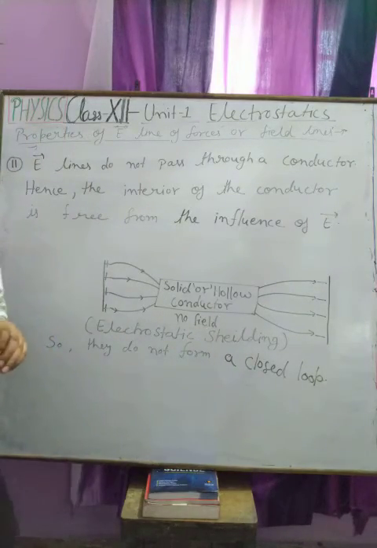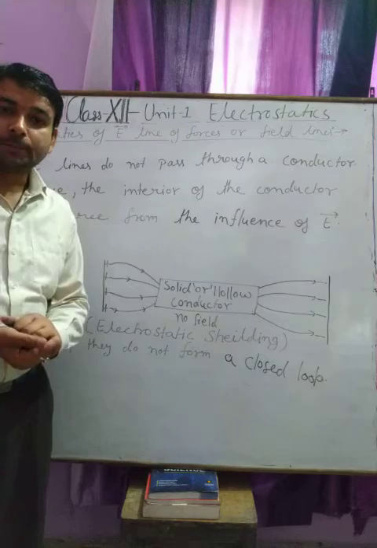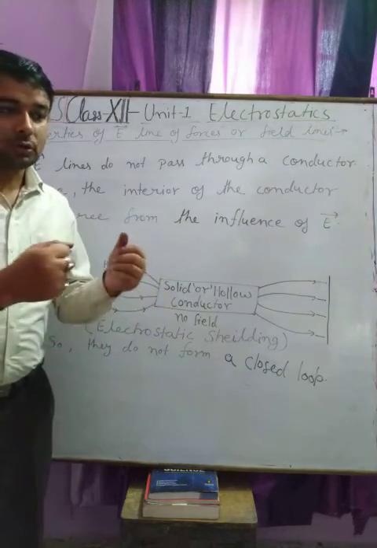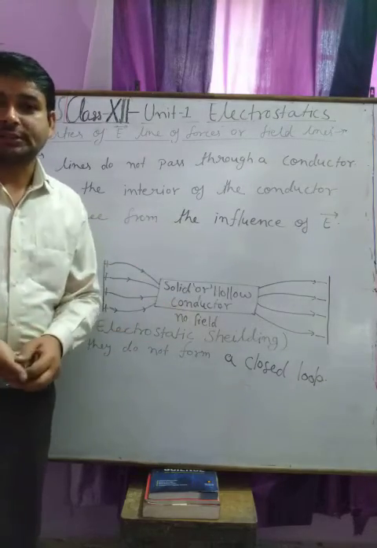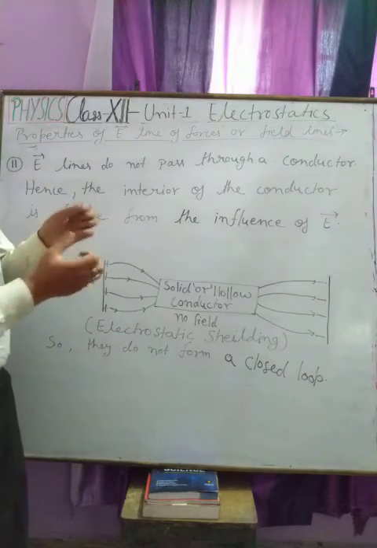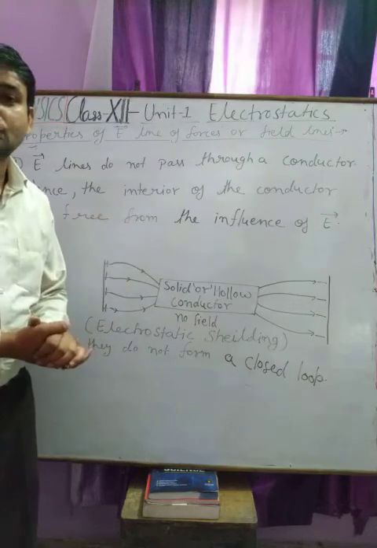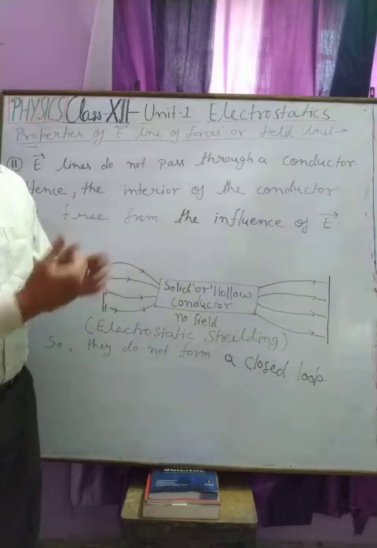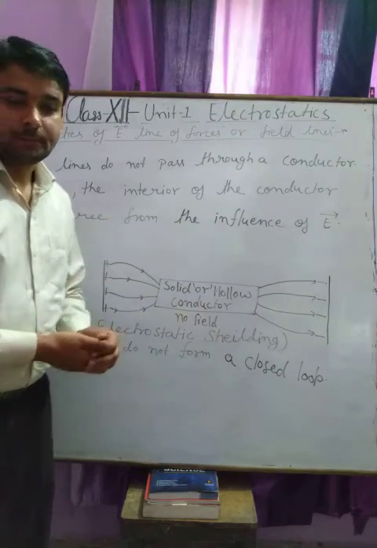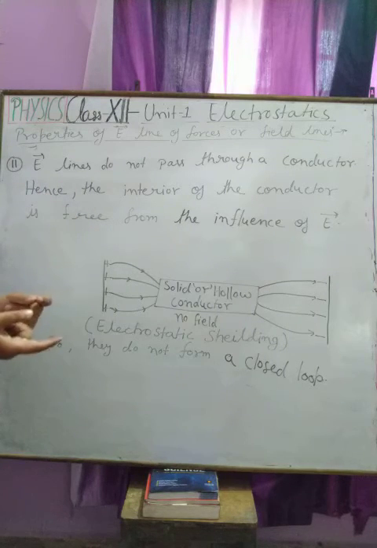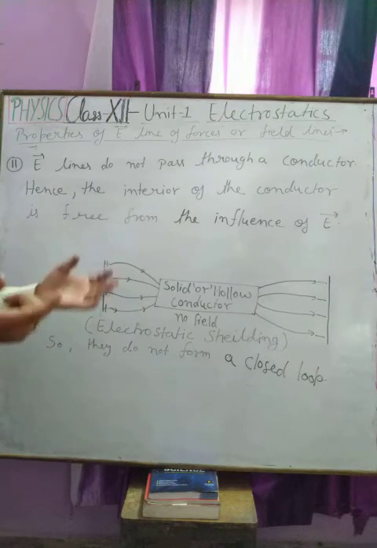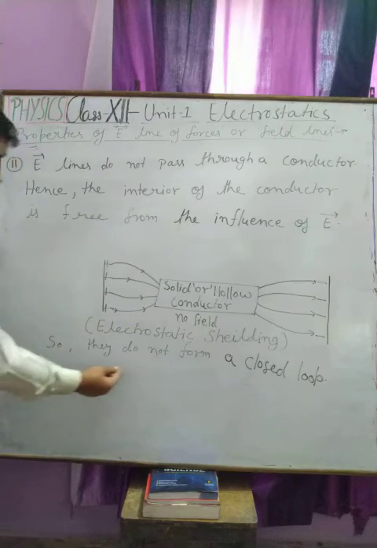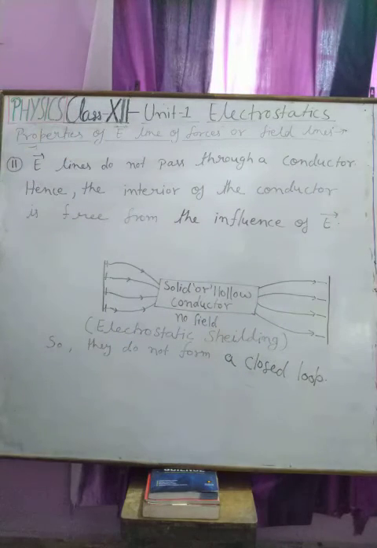This is the most important phenomenon, student, by using which we form the dome or the structure of vehicles. That is why when natural lightning strikes, there is no effect on cars or buses, which are completely sealed with the conductor, so they do not form a closed loop. Complete it, student.